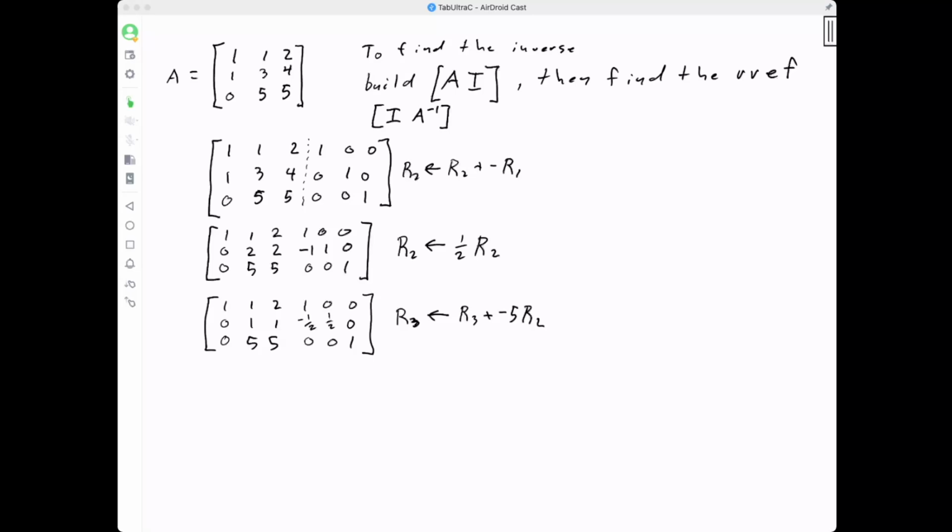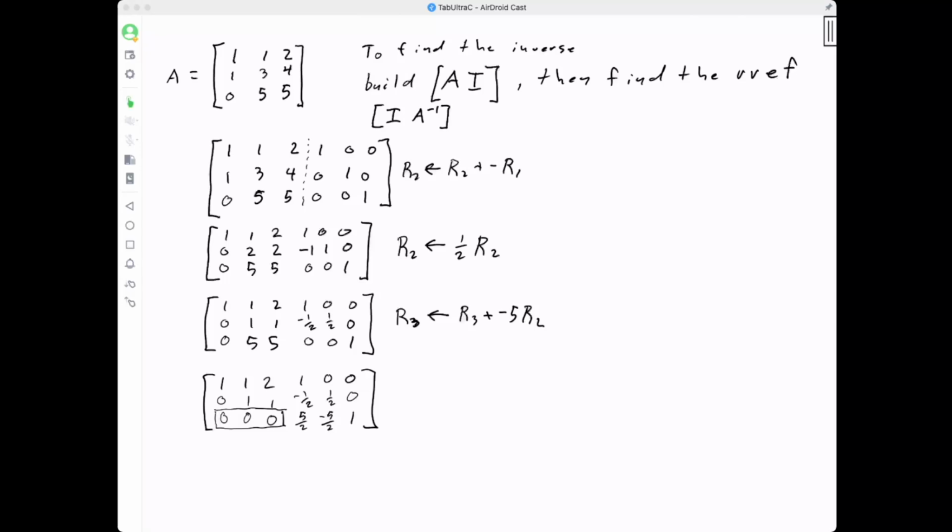When I do that, I get 1, 1, 2, 1, 0, 0, 0, 1, 1, negative 1/2, 1/2, 0, and 0, 0, 0, 5 halves, negative 5 halves, 1. And this is the problem.